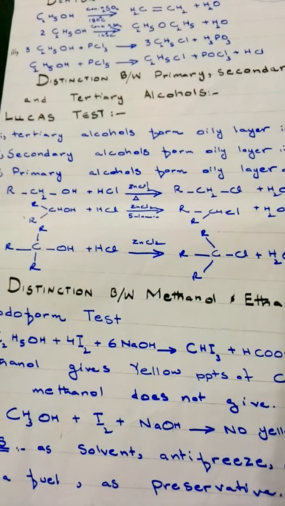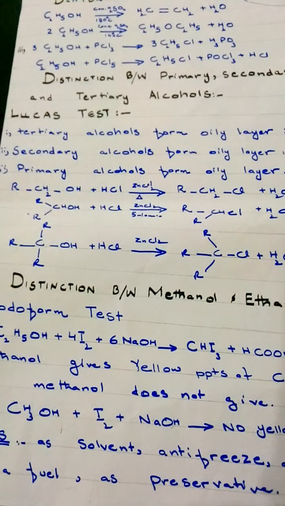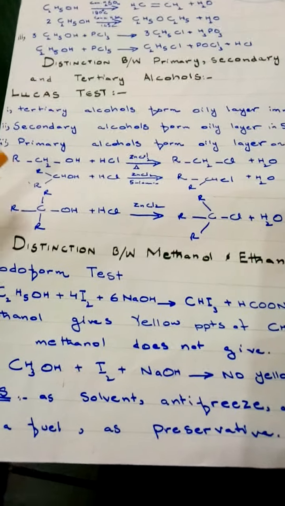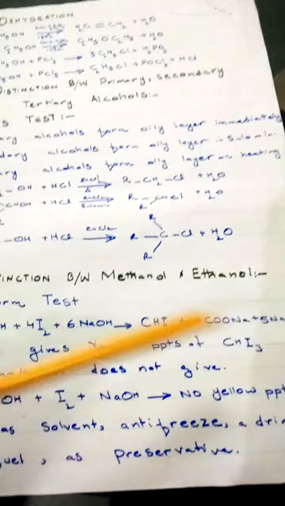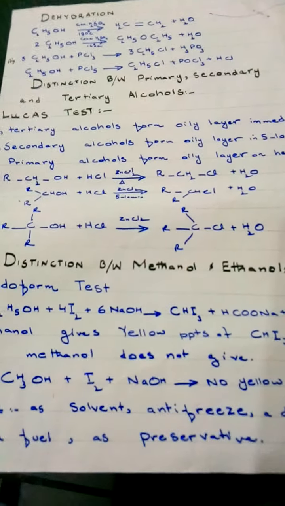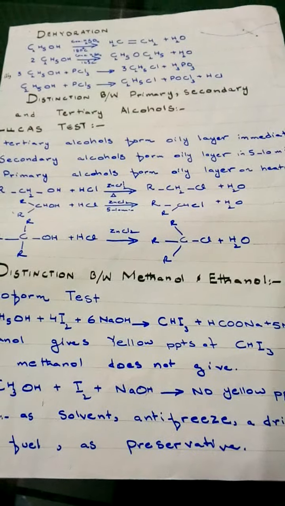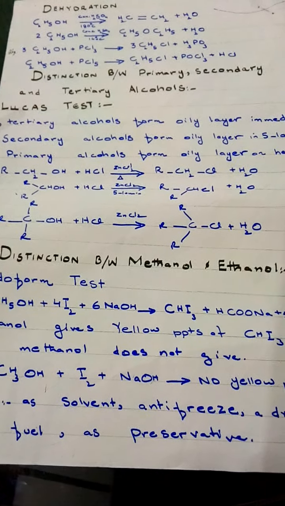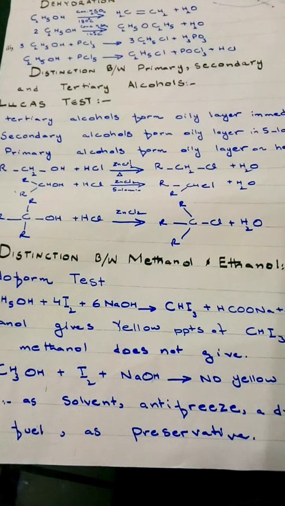Now we will go towards the distinction between primary, secondary and tertiary alcohols. A very famous test is used for distinction. The test name is Lucas test. What is this test? When alcohols are reacted with concentrated HCl, then tertiary alcohols form an oily layer immediately. Again, concentrate students on this point. Tertiary alcohols form an oily layer immediately and secondary alcohols form an oily layer in 5 to 10 minutes. Primary alcohols form an oily layer on heating. In all three cases, an oily layer is formed. But the timing of formation of the oily layer is different for all three alcohols, which distinguishes them from each other. This is called the Lucas test.